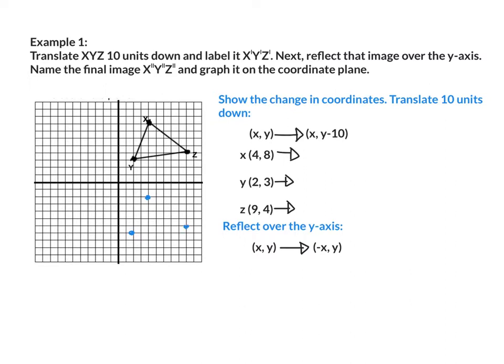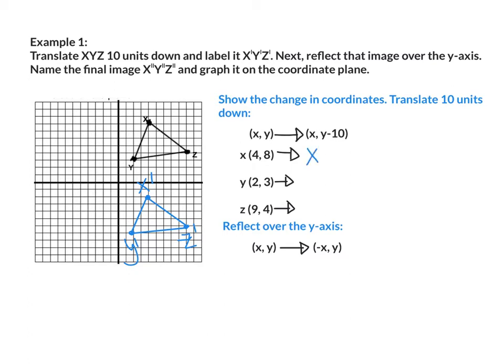Now I'm going to connect the dots. And then I'm going to label each point. So this will be Y prime, this will be X prime, and this will be Z prime. So now I'm going to list my new coordinates.